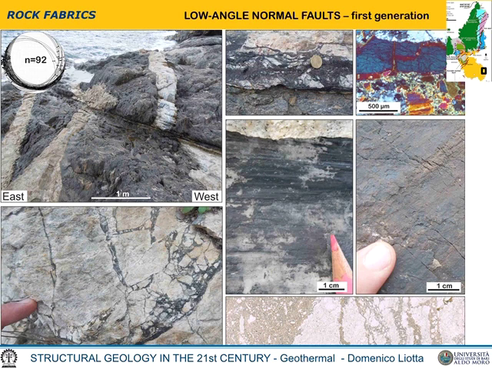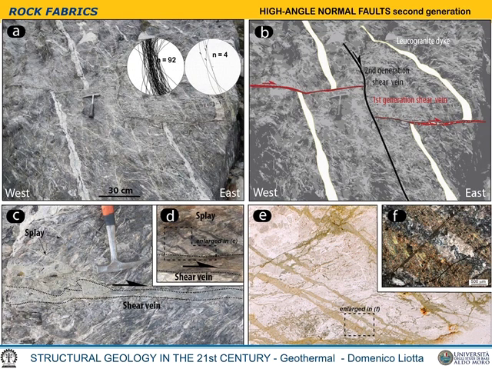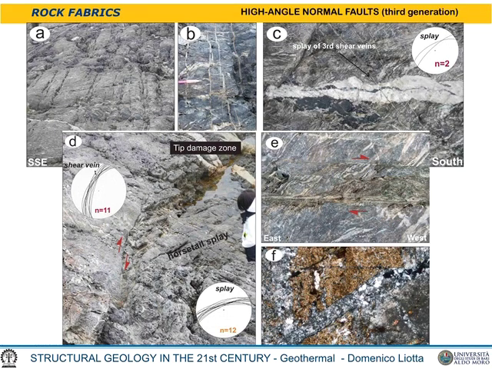So here we are in the field again in this area with mica schists. Three generations of fractures can be recognized. The oldest one is characterized by low angle normal faults with tourmaline, as we have already seen. Then the second one is again with tourmaline and characterized by high angle normal faults with a different orientation. And finally, we have some fractures with quartz as the third generation.